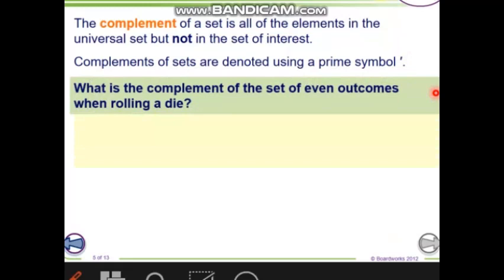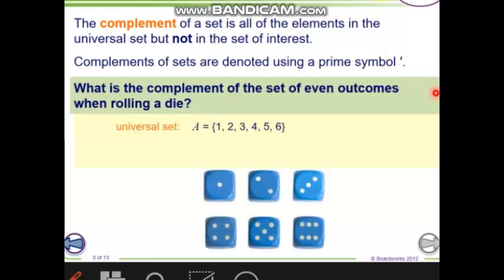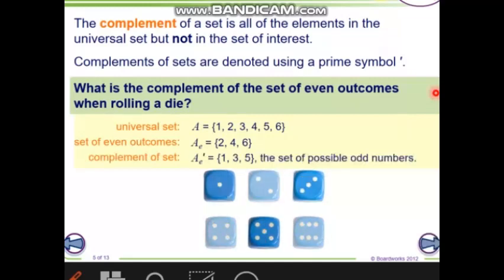What is the complement of the set of even outcomes when rolling a die? So remember, in our universal set, we have A is 1, 2, 3, 4, 5, 6. And the set of even outcomes, we have A sub E a while ago, 2, 4, 6. So the complement, the set that is not in the set of even numbers, is just the set 1, 3, and 5. Okay? So we cannot use all the numbers. We'll just base our answers on the universal set.